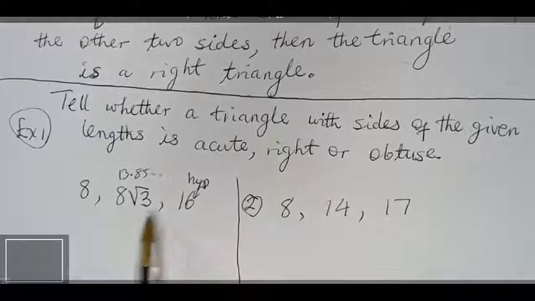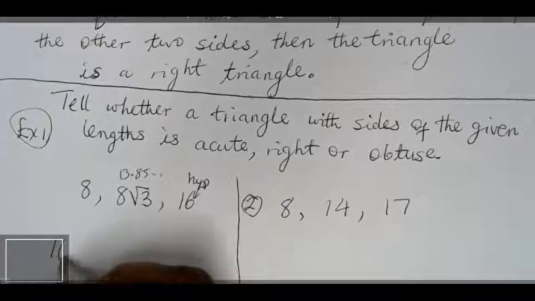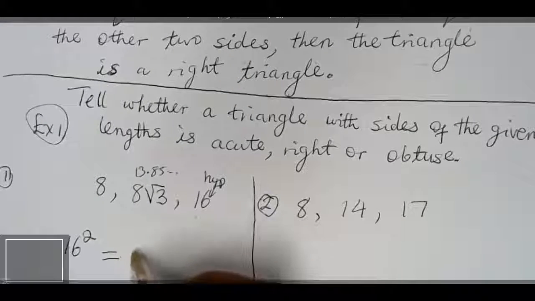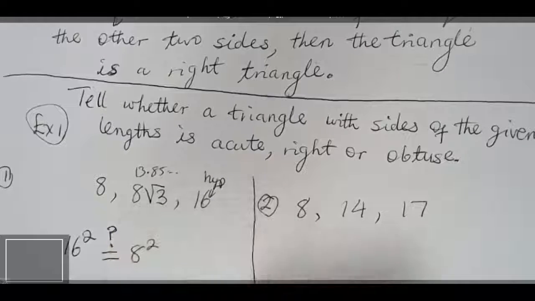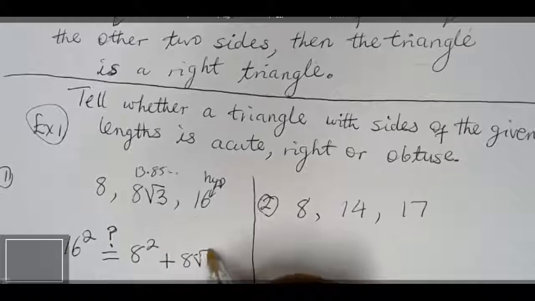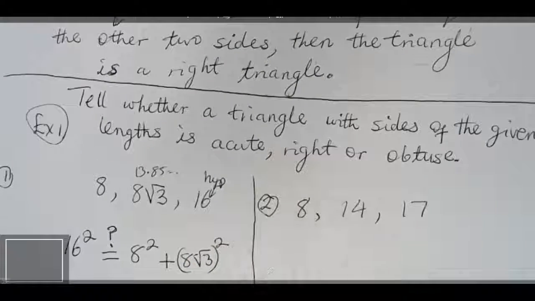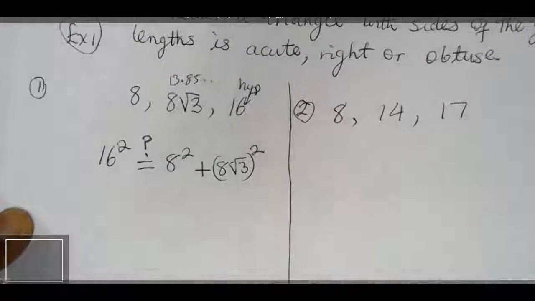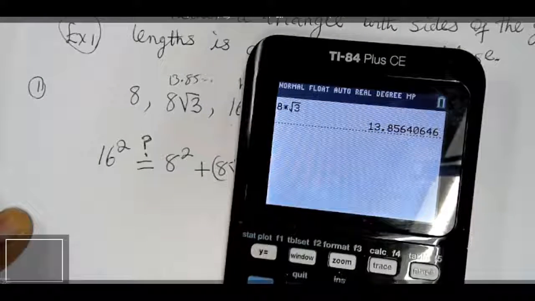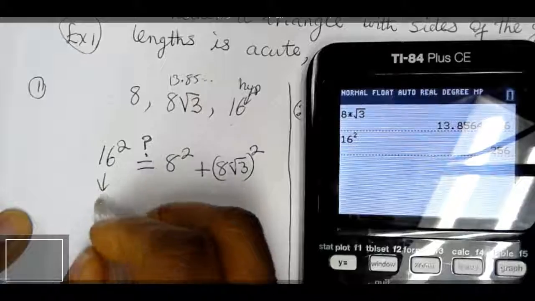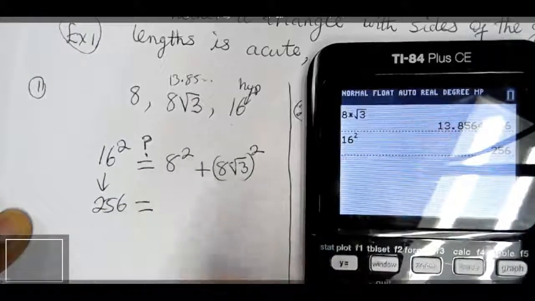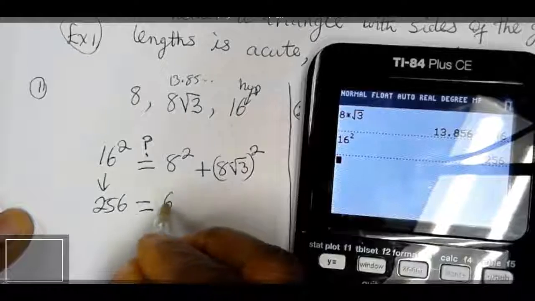If that is the largest, then we write 16 squared equals 8 squared plus, with a question mark because we don't know yet. We are trying to find that out. Does it equal 8 squared plus the square of 8 times the square root of 3? Then we simplify everything. 16 squared is 256. So this is 256 equals 8 times 8, which is 64.